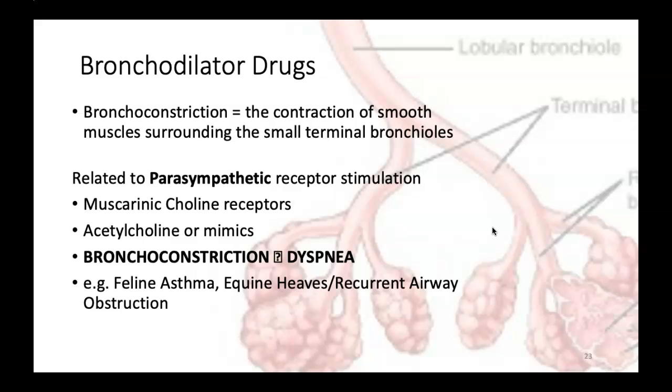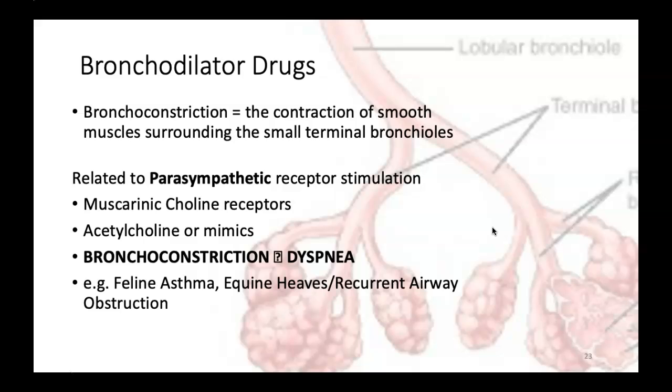Okay, so now this is a class that we definitely use. So bronchodilator drugs. Bronchoconstriction, nice little term there, of course we know is the contraction of smooth muscles surrounding the small terminal bronchioles. So bronchoconstriction means that the animal's going to have challenges with their breathing, right? They could be dyspneic. This in general is all related to the parasympathetic receptor stimulation, and we have involvement of muscarinic choline receptors, acetylcholine, or mimics of acetylcholine. All of these are going to get stimulated and cause a parasympathetic response to cause bronchoconstriction.